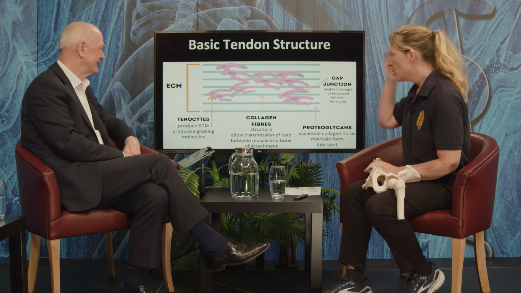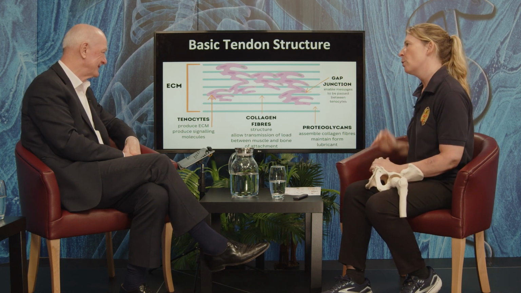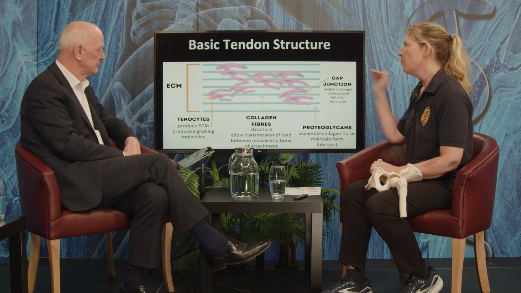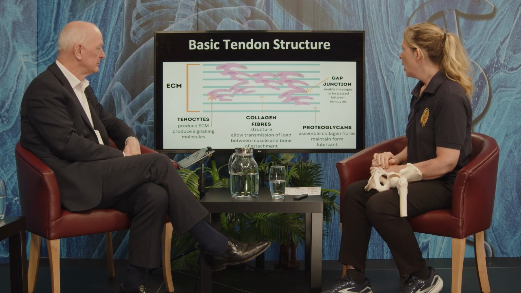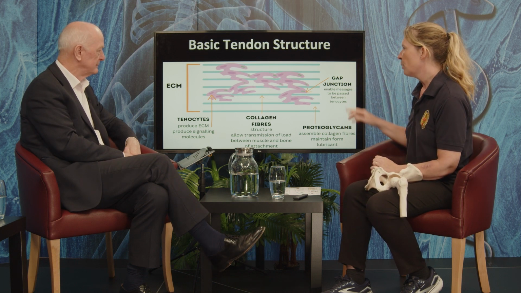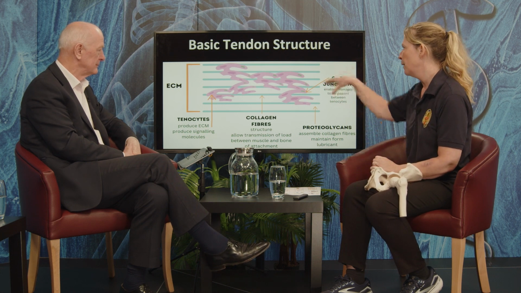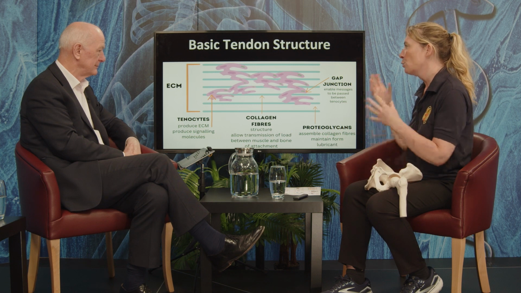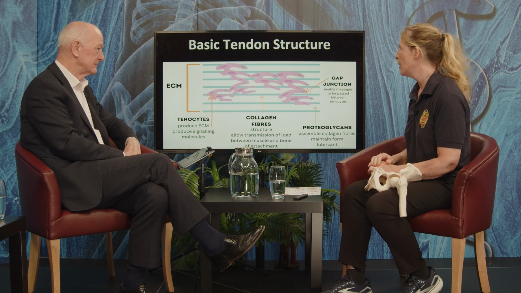Yeah. So the collagen fibers allow for that transmission of load between the muscle and the bone, where the tendon attaches. So really important that they're nicely structured. Then we have the gap junctions. This is where the tenocytes sort of chat, if you like, and the messages are passed between them, detailing how the tendon's structured, and the capacity for loading the tendon.